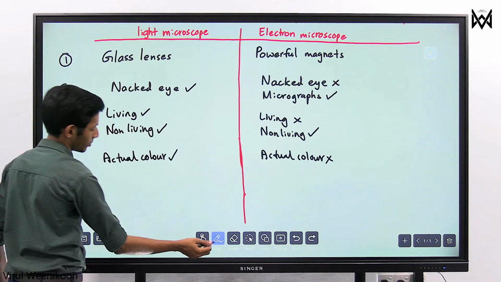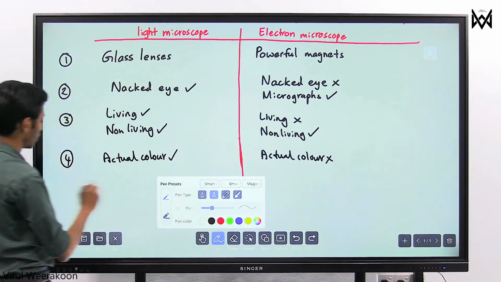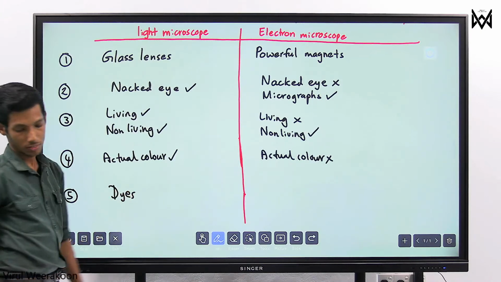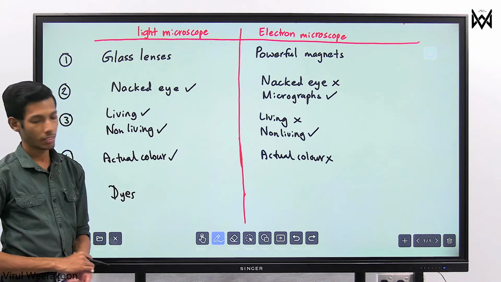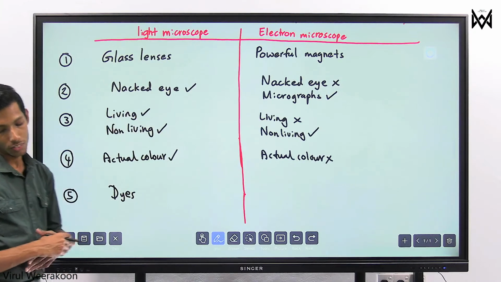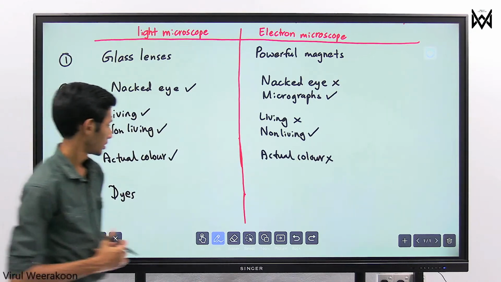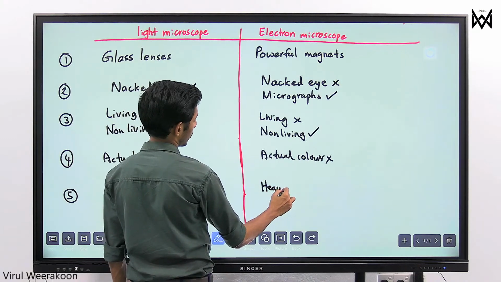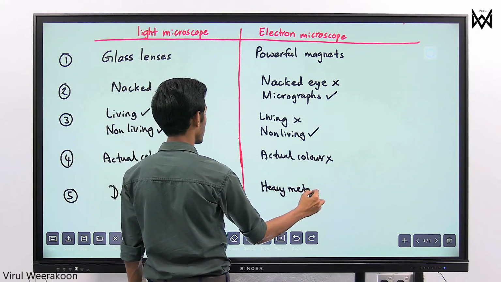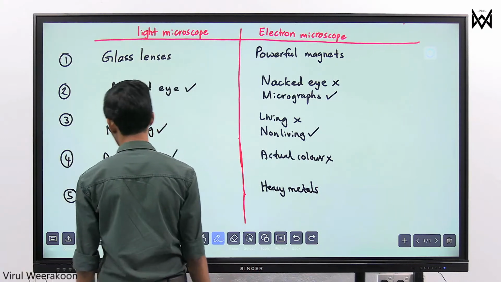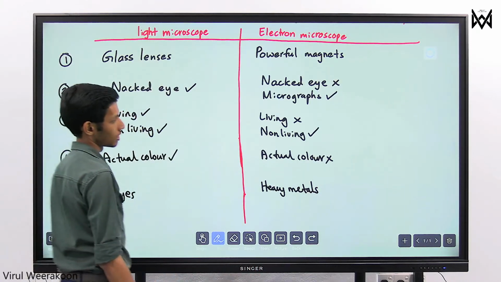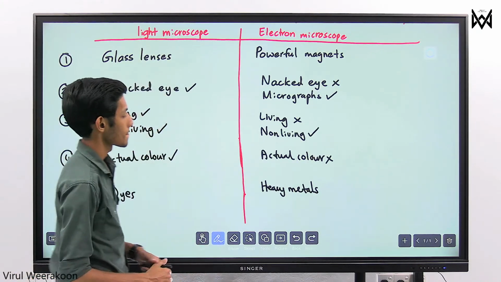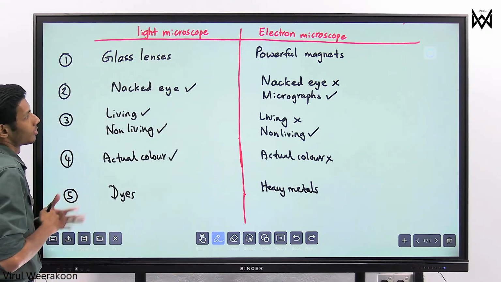Then the fifth one: dyes are used to stain the object. In the electron microscope, heavy metals are used to stain objects. Right.